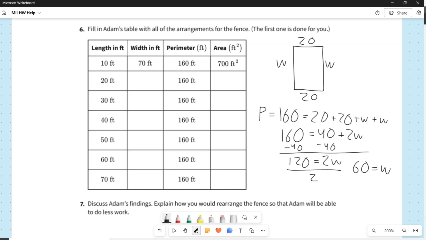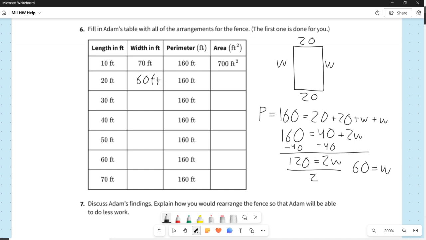And if you want to go back and check this, it's relatively easy. If you plug w back into our original equation, you get 20 plus 20 plus 60 plus 60. And if you go ahead and do that, you will in fact get 160. So our width, when the length is 20, is 60 feet.